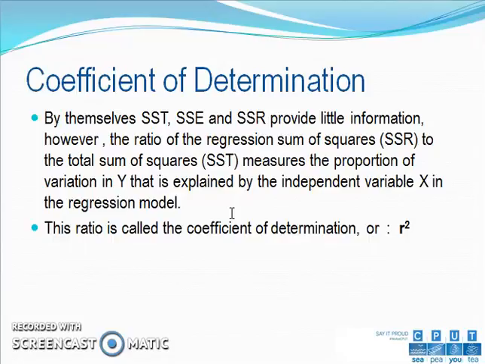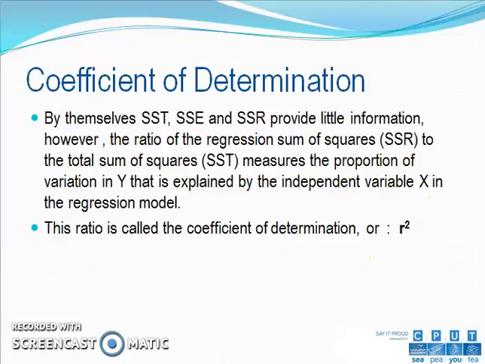By itself, that information doesn't tell us very much, but we use that information to work out a ratio which is known as the coefficient of determination. And the coefficient of determination is a measurement or a gauge of the strength of the relationship. It's also represented by an R2 value.